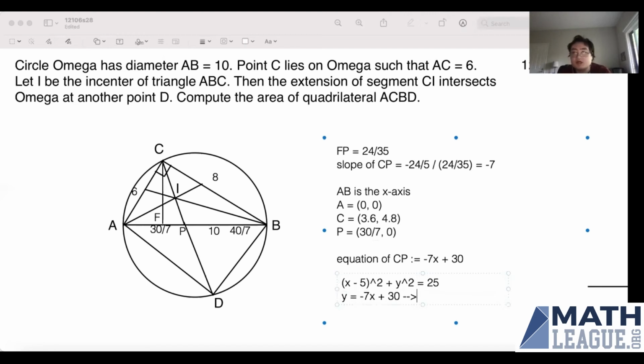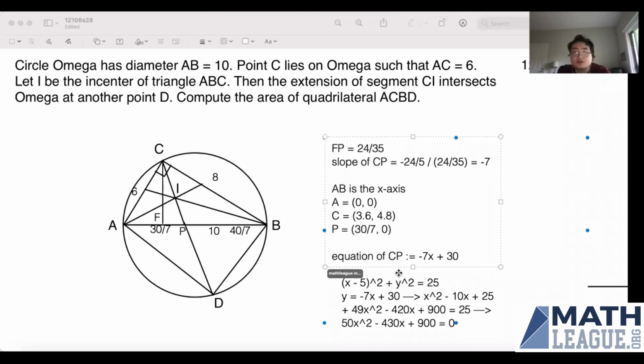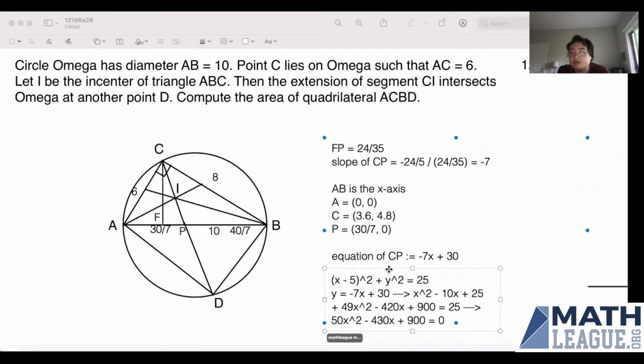That will give you x squared minus 10x plus 25 plus 49x squared minus 420x plus 900, that's equal to 25. Simplify, you get 50x squared minus 430x plus 900 equals 0. That's just a quadratic that we can solve to obtain x is either 3.6 or 5. Now, we only want one solution, so we have to eliminate one of these. Which one makes sense? If we pick x equals 3.6, then y equals 4.8.